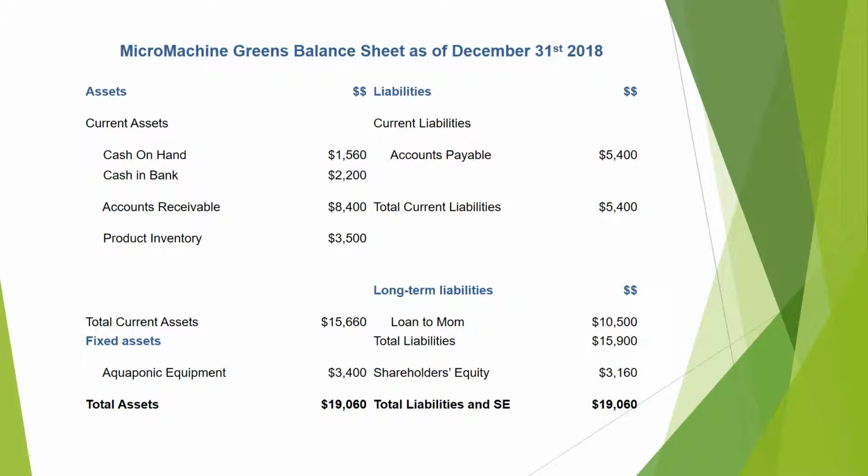All right. So that's why when we add up all of our liabilities with the shareholders' equity, it's always got to equal our total assets. So that's why we call it the balance sheet.